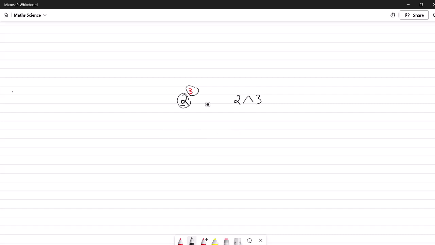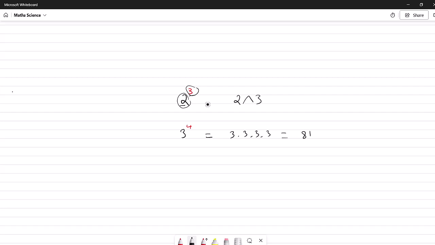So let's say if you have 3 to the power of 4, it just means you have 4 of these 3's. So you have 3 times 3 times 3 times 3 getting multiplied together. So 3 times 3 is 9, 9 times 3 is 27, and 27 times 3 is 81. So this is just 81.